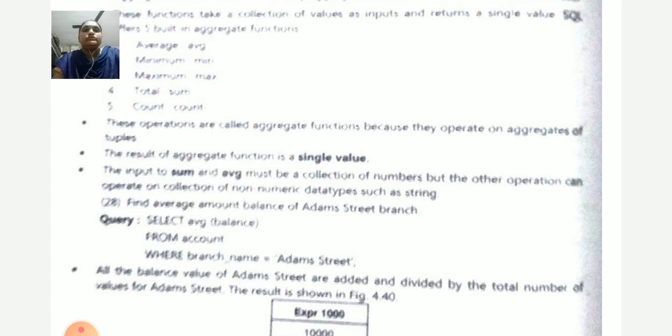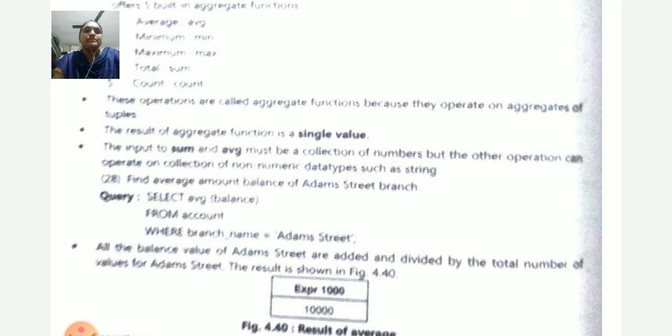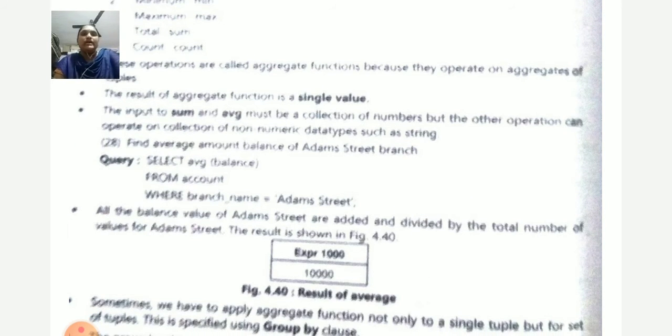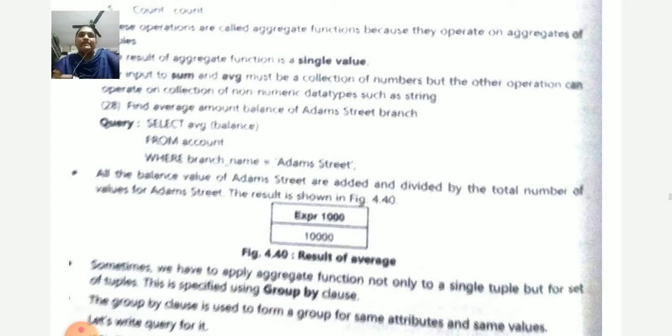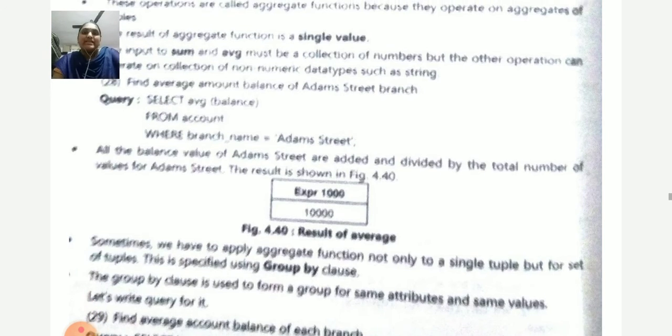The input to sum and average must be a collection of numbers, but the other operators can operate on collections of non-numeric data types such as string. Find the average balance of Adam Street's branch. Suppose we have to find the average balance of Adam Street branch, then first of all we group the balance, then we get the average of that balance. That's why select average balance.